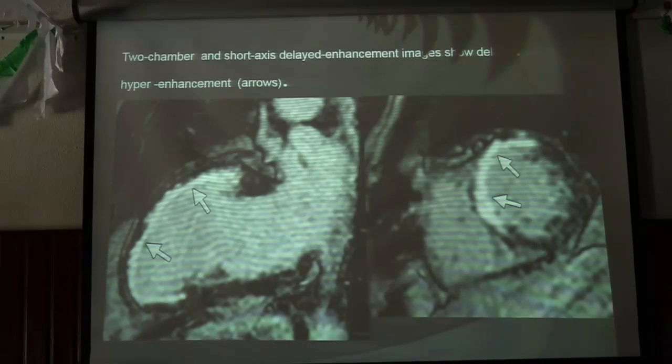This is a patient with suspected, again, MI, and this is delayed enhancement MRI, two-chamber view and short axis view. There is hyperenhancement in the left ventricle, and this is denoting, again, a case of MI.